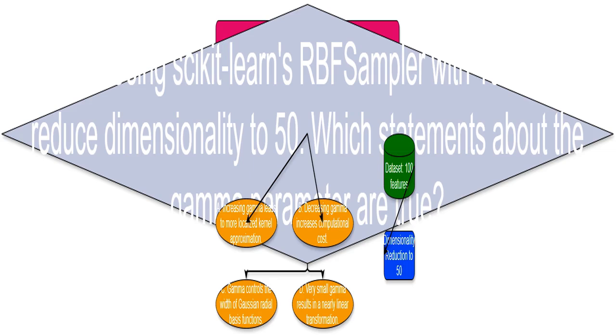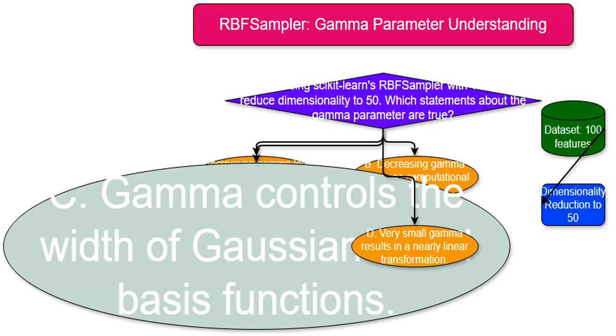This question tests your understanding of the gamma parameter within the RBFSampler and its effect on kernel approximation. We're given a dataset with 100 features and want to reduce that to 50 using RBFSampler. I will now test your knowledge on how gamma influences the approximation. The dataset's initial dimensionality is 100 features, and we are using RBFSampler to reduce the number of features. This is important context for understanding the usefulness and efficiency of the kernel approximation techniques applied.